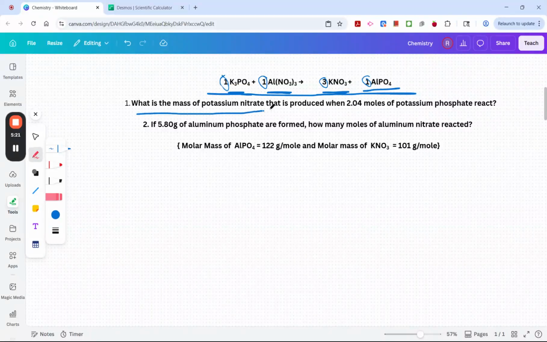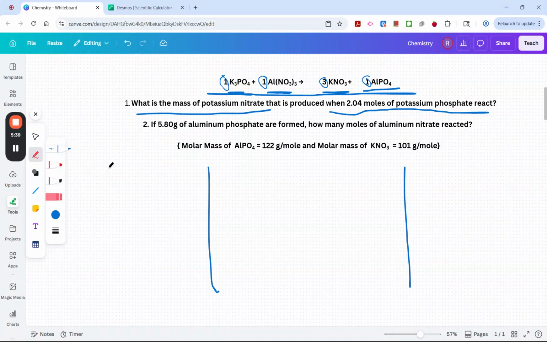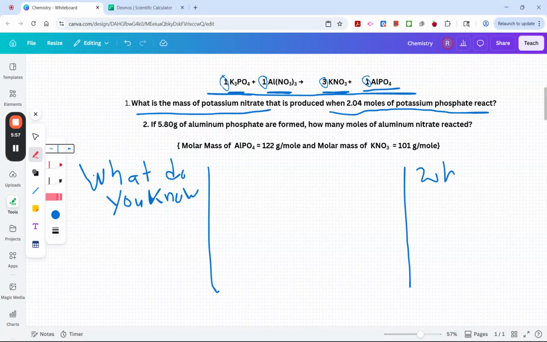Let's go to the first question. What is the mass of potassium nitrate that is produced when 2.04 moles of potassium phosphate react? Same thing, same concept. Here we go, 3 columns. I will say keep the middle column a little bigger. So what do you know? What do you know here? What do you know? Third column, what do you need to find?